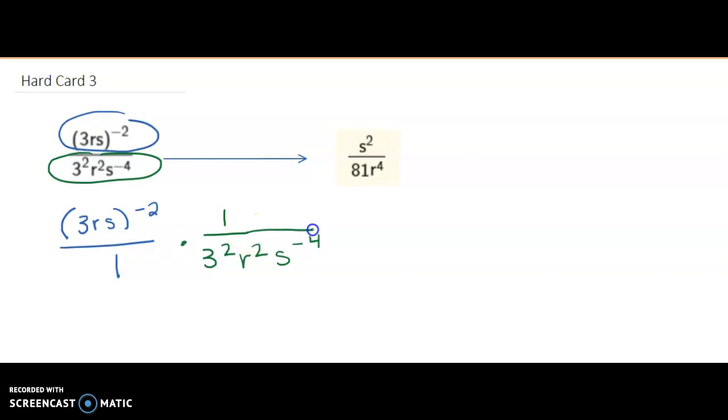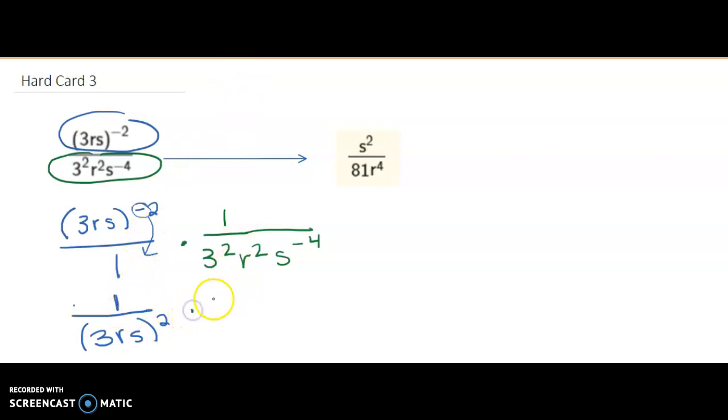Okay, all I did is I broke this up. I'm going to focus on the numerator here in the blue, and I'm going to focus on the denominator here in the green. Okay, so 3rs to the -2. Anytime we have a negative power, that means if it's in the numerator currently, this negative power tells us it's going to go to the denominator. So this is just over 3rs, okay? And when we bring it to the bottom, that negative becomes a positive, okay? So we just have a 1 on top.